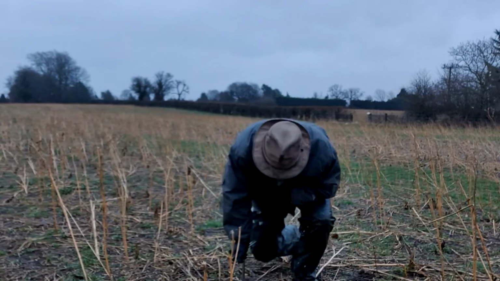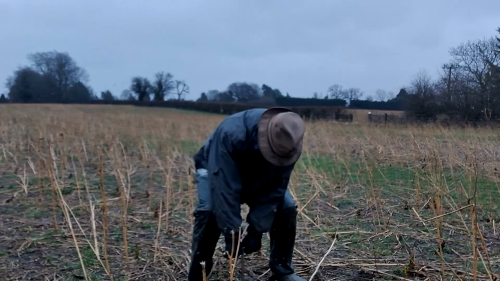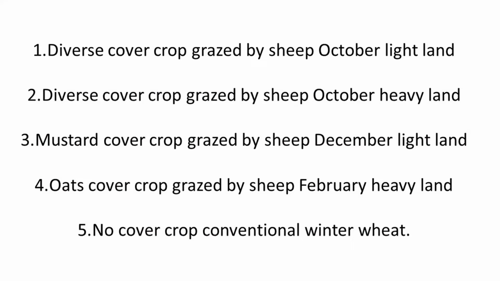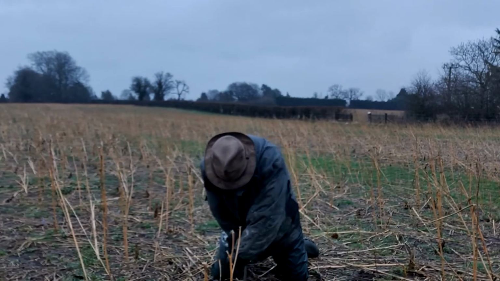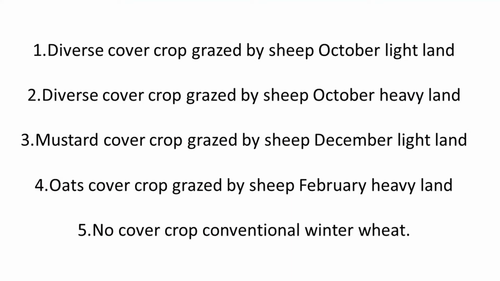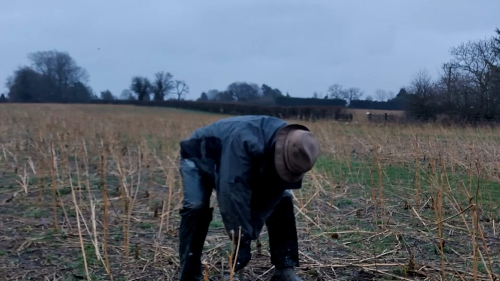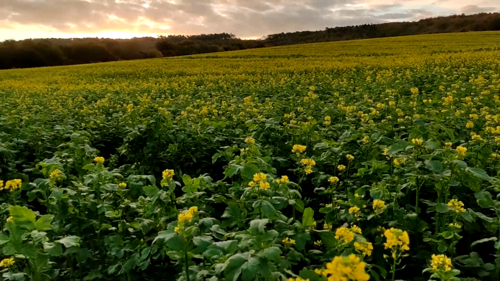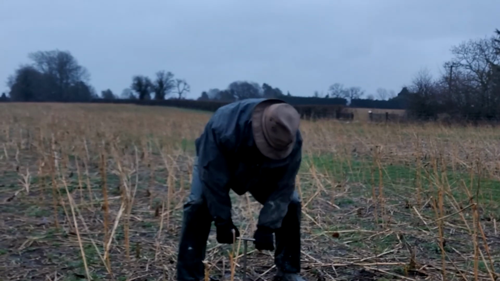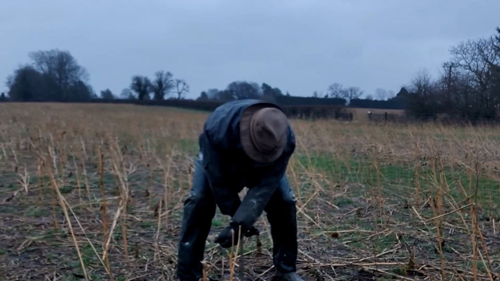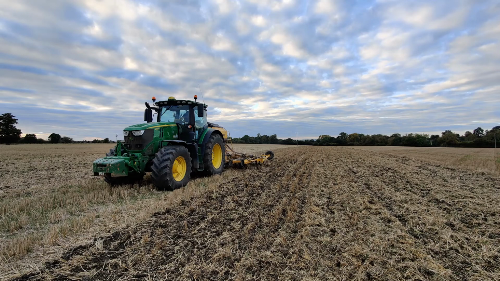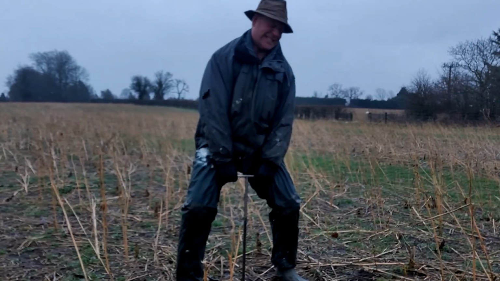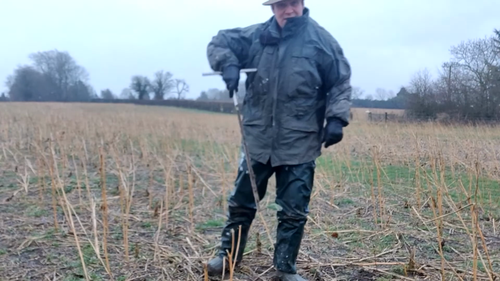So we are interested in testing across our system, so the plan is to send in samples for a diverse cover crop grazed by sheep in October on light land, a diverse cover crop grazed by sheep in October on heavy land, a mustard cover crop grazed by sheep December on light land, oat cover crop grazed by sheep February heavy land, and no cover crop conventional winter wheat. I think it was planted in November. But as you can see, the process is demanding, so 50 samples and I might be broken.